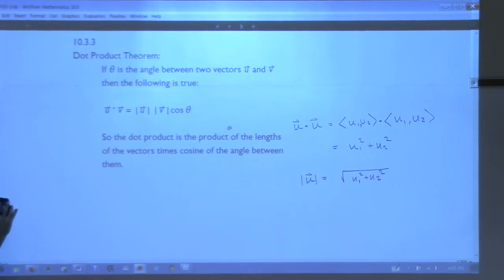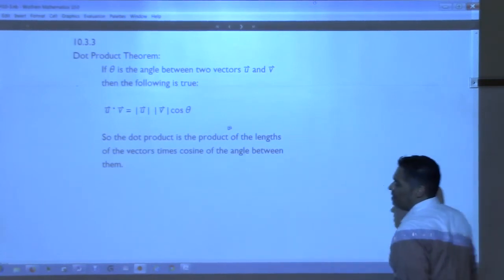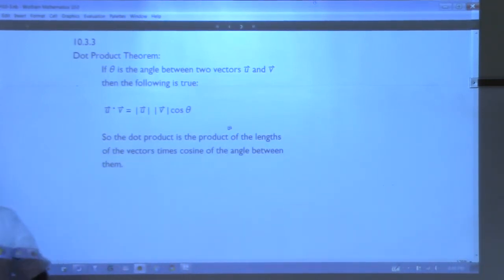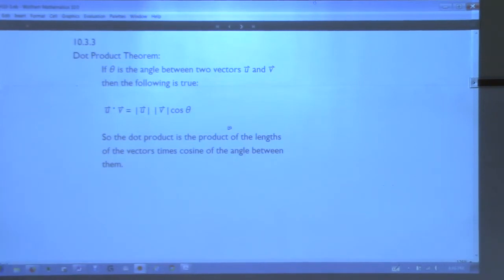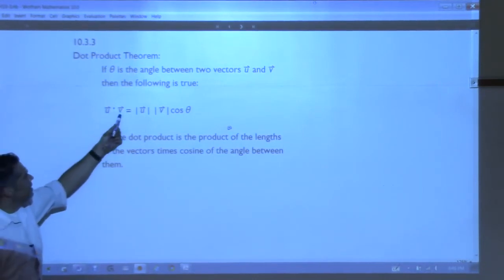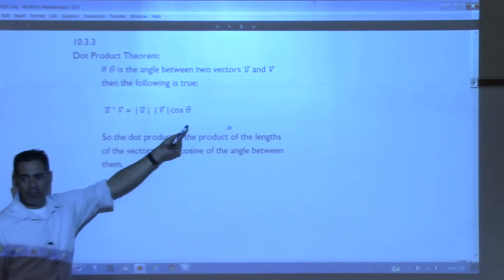And that's the one I'm not ready... Well, yeah, I'll give it to you, but then we're going to prove it. This is kind of like the main result of this section. This is a major formula, the dot product theorem. It says if theta is the angle between two vectors u and v, then the following is true: the dot product is the magnitude of u times the magnitude of v times the cosine of the angle between the two vectors.